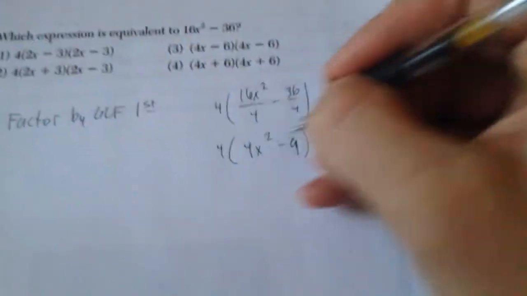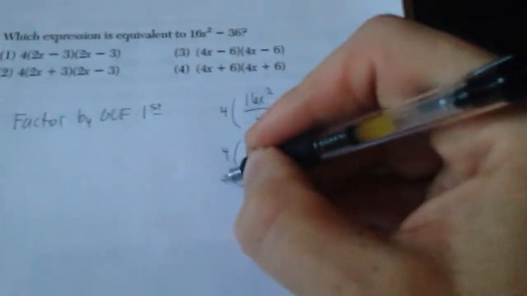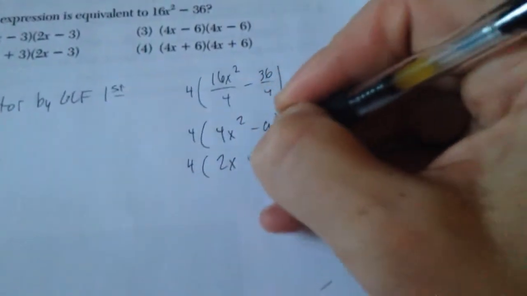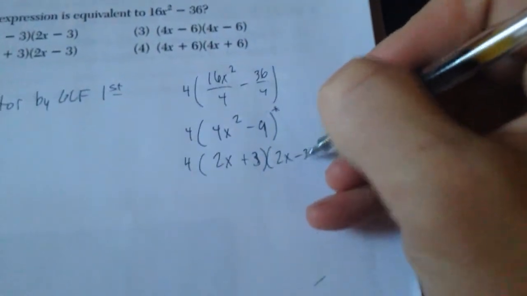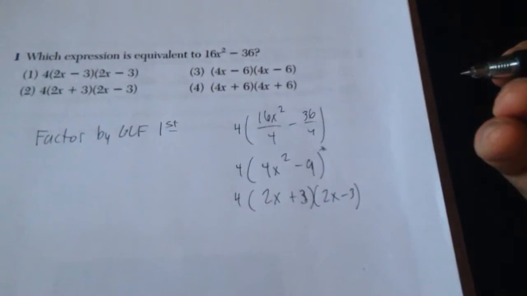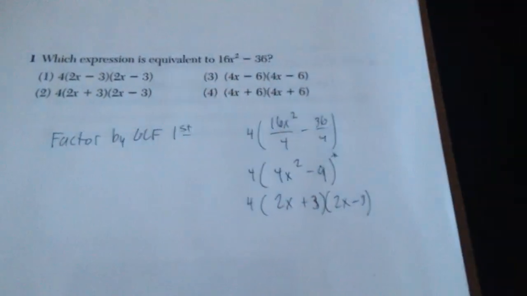Now remember, this is the difference of two perfect squares, this binomial, so I can factor this as 2x plus 3 and 2x minus 3. That would be choice number 2.